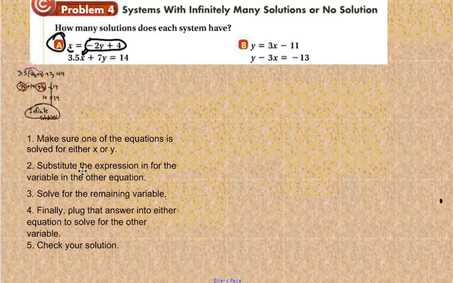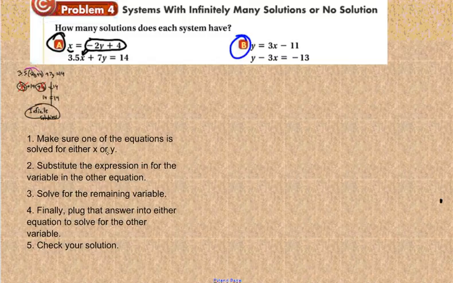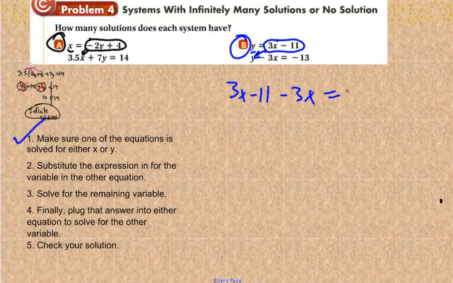Let's do letter B now in the blue. First, make sure one of the equations is solved for either x or y. The first one is solved for y. Excellent, check. Second, substitute the expression in for the variable in the other equation. Y is equal to 3x minus 11, so I'm going to plug that in for the y. Instead of y, we're going to say 3x minus 11 minus 3x equals negative 13. Done with step 2, we substituted in.